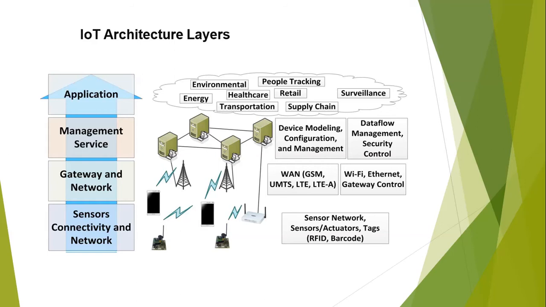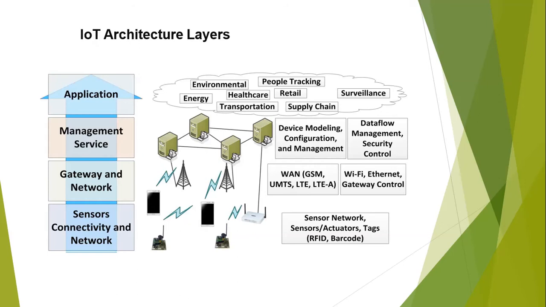If you look at what is in here, in the sensor connectivity and network layer there are network sensors, actuators, and tags, which include RFID and barcodes and other types of tags as well. At the gateway and network layer, we are talking about the wide area network, mobile communication network, Wi-Fi, Ethernet, gateway, and things like that. For example, any other communication devices.